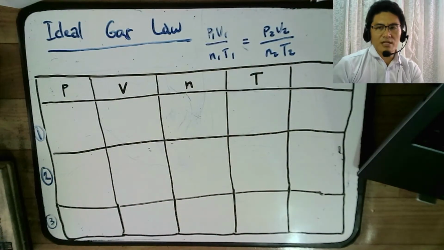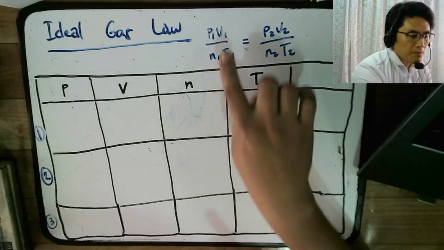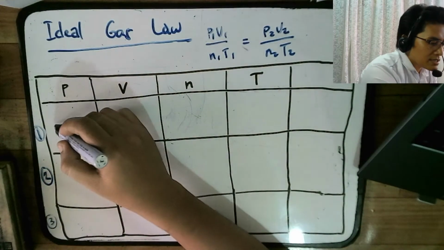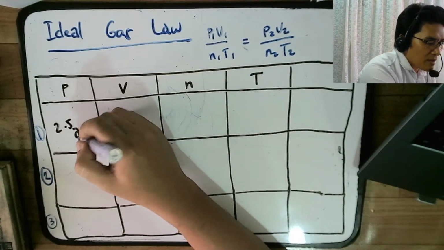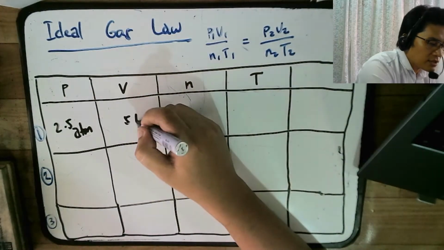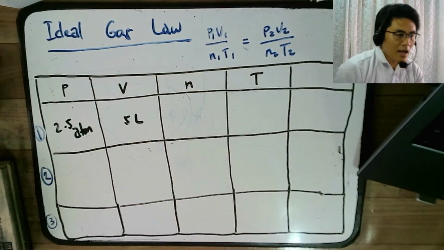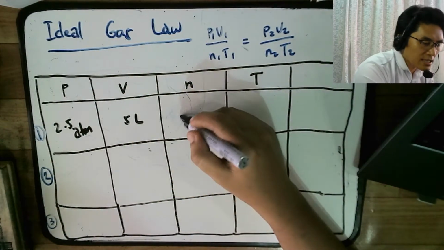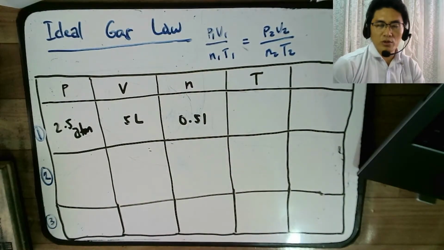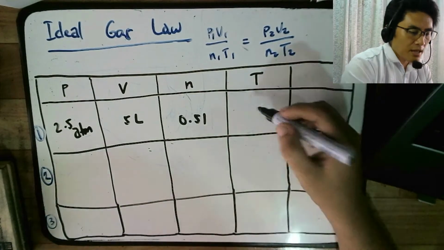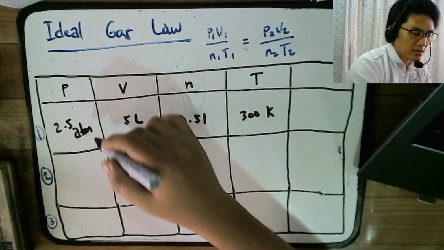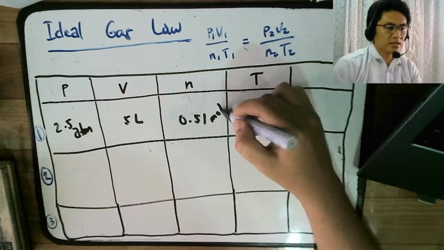So let's take, for example, P1. Let's say pressure 1. So you have a gas, and that gas has 2.5 atm of pressure. Okay, and then it has 5 liters of volume, and then let's say it has 0.51 moles of particles, and then the temperature is 300 Kelvin. Let me complete that. This is liters, this is in moles, this is in Kelvin.